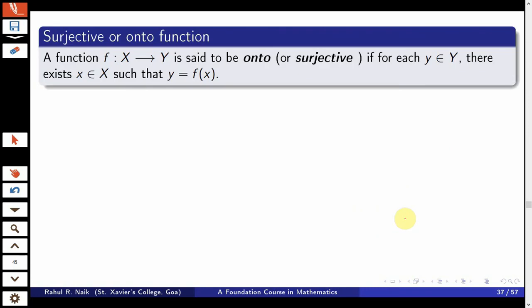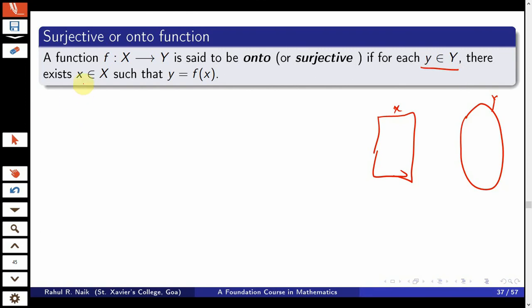So now let's talk about the surjective or onto function. A function f from x to y is said to be onto or surjective if for each y in y there exists x in x such that y is equal to f of x. We have a function like this, this is my x and this is my y. In other words, every point in y has a pre-image. Every point in this codomain has a pre-image in x. That kind of function is called an onto function. One trivial observation is that the range of this kind of function is the whole codomain.